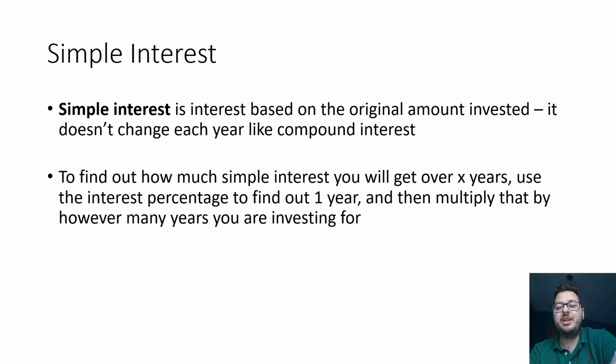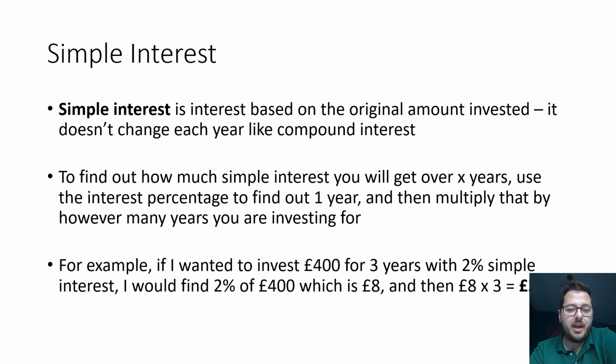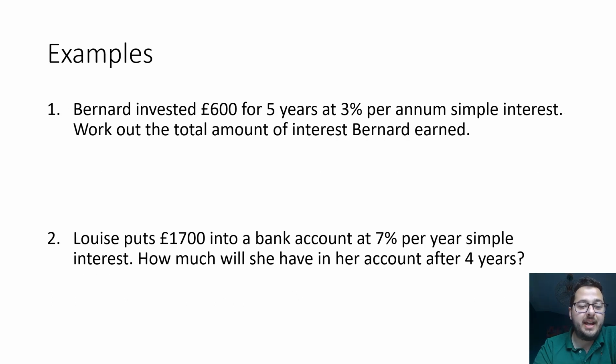Okay, so to find out how much interest you will get over a certain number of years, use the interest percentage to find out the interest for 1 year, and then because it's the same every year, just times that number by however many years you are investing for. For example, if I wanted to invest £400 for 3 years with 2% simple interest, I would find 2% of 400, which is £8. And then £8 times 3, which is £24.